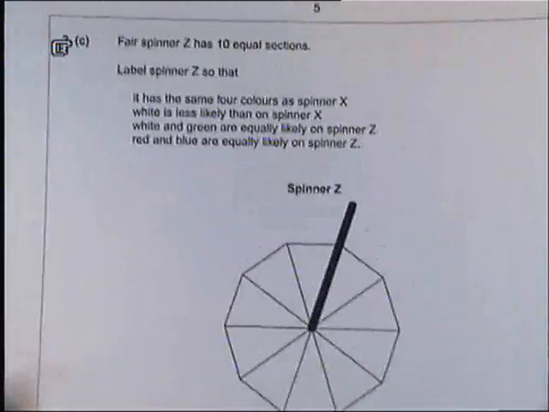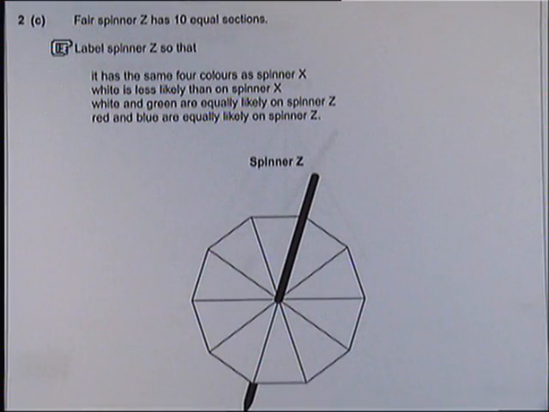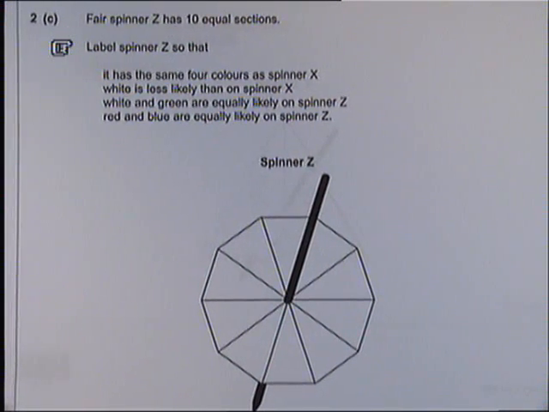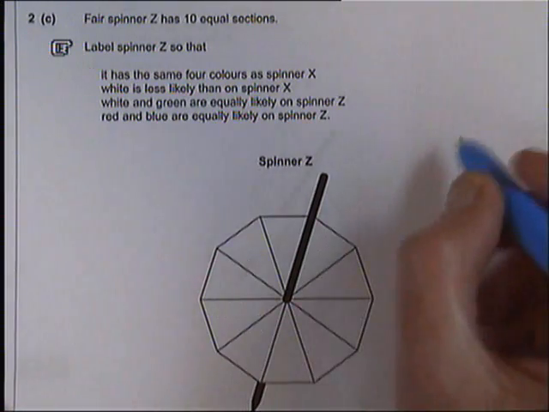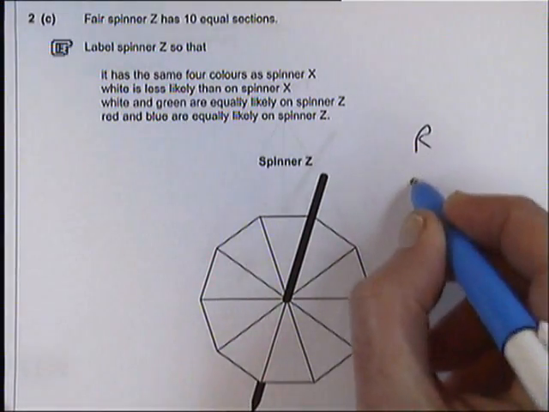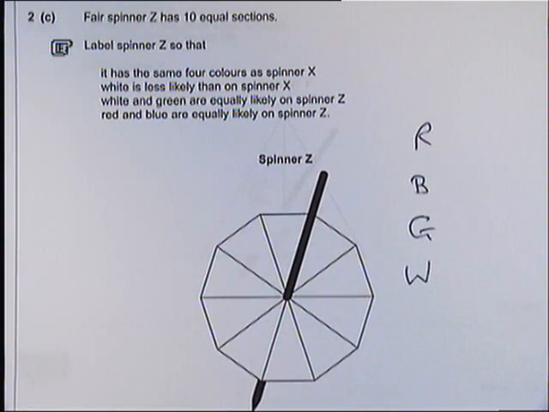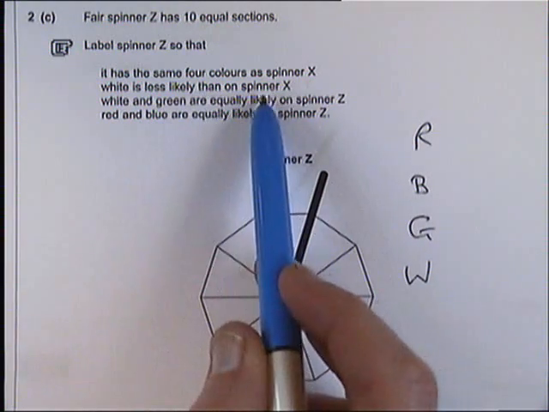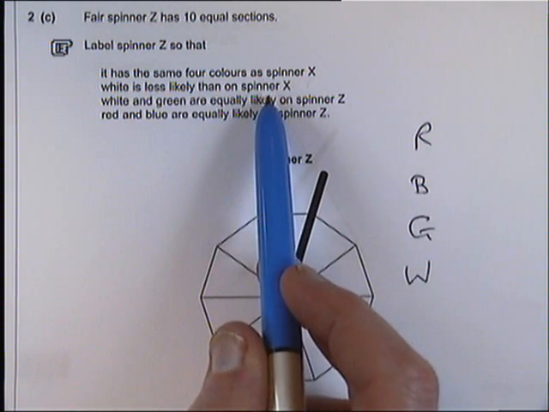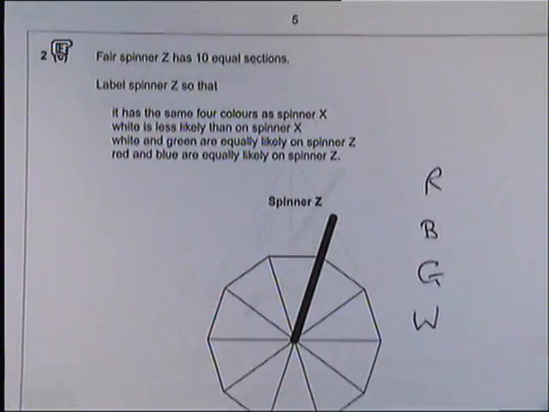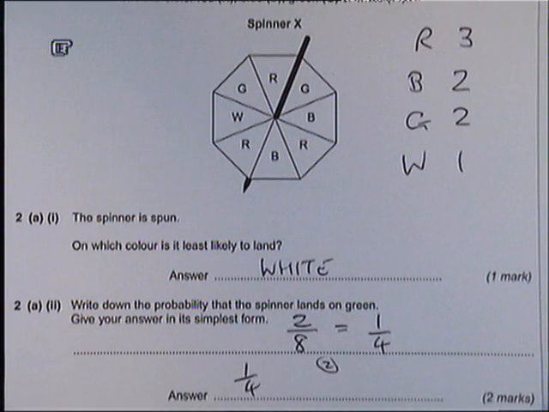Moving on to the next part of the question, we now have a different spinner, a spinner with 10 equal sections. We've got to label it. It's going to have the same 4 colours as spinner X. Well, X was red, blue, green and white. And it says here, white is less likely than it was on spinner X. Well, on spinner X, white was there 1 out of 8 times.